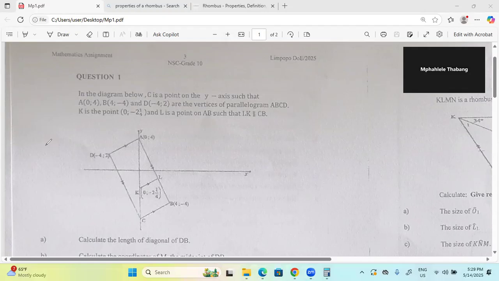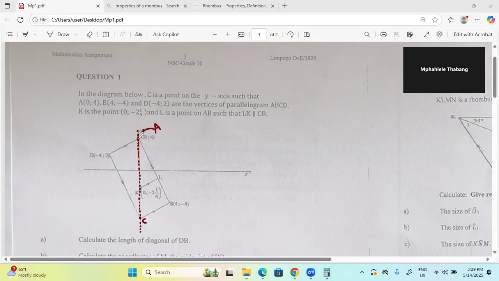They are saying in the diagram below, C is a point on the y-axis. Remember, our y-axis is this line here. So they are saying C is a point on the y-axis, which is true. We see C on the y-axis, such that A, B, and D are the vertices of a parallelogram. So we have got A here, this guy here, it's A.